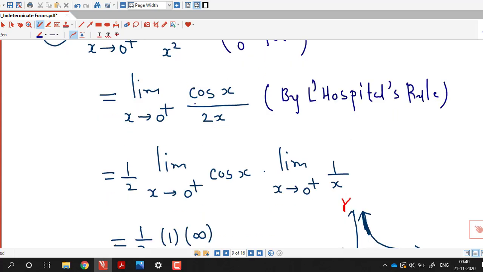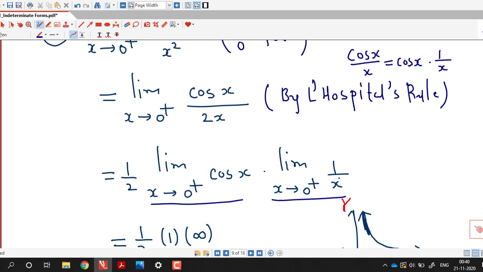Now here I apply the product rule of limits: 1 by 2 constant outside, and I consider this cos x by x as cos x into 1 by x. I consider cos x as one function, 1 by x as another function. So using product rule, limit of cos x into 1 by x equals limit of cos x into limit of 1 by x. Now limit of cos x as x tending to 0 is cos 0, which is 1. Now what about this limit? If we substitute x equal to 0, we have 1 over 0.